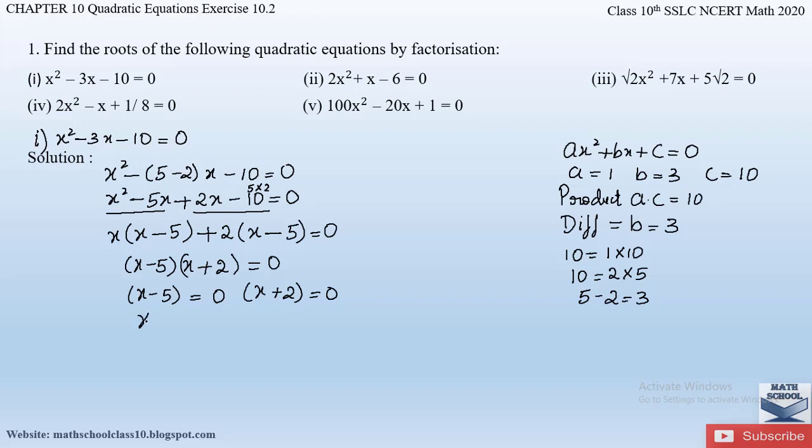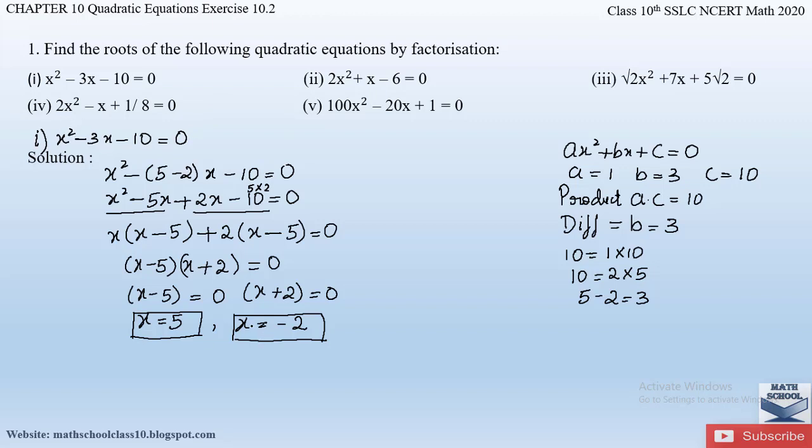So therefore x is equal to, if we send this minus 5 to the right hand side, we will get x is equal to 5, and when we send plus 2 to the right hand side here, we will get x is equal to minus 2. Therefore we got two roots for this quadratic equation, that is x is equal to 5 and x is equal to minus 2.